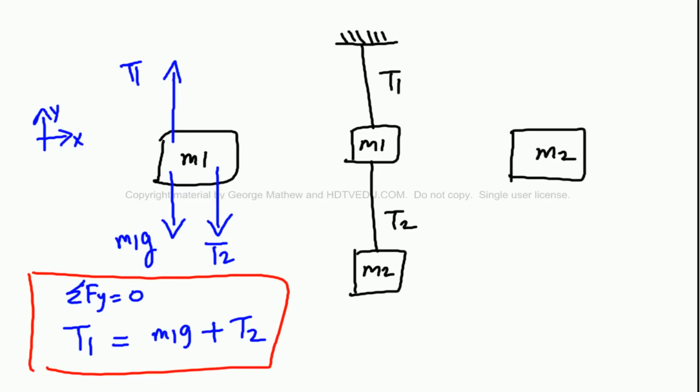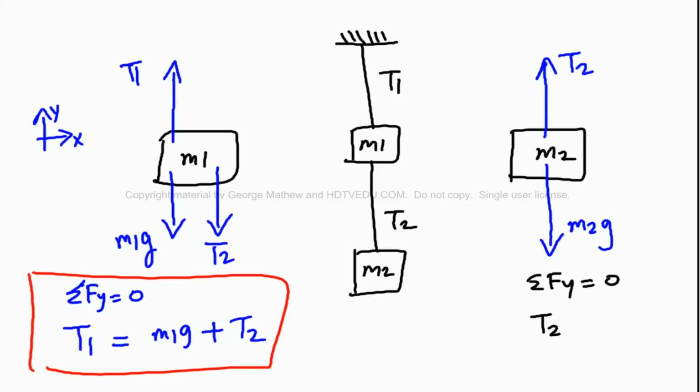For the mass M2, what do we have? M2G is definitely down. Gravitational force acts vertically down, and tension T2 acts vertically up. So again, net force along the vertical is 0. So what can we say about force up versus force down? They're equal. So T2 equals M2G.